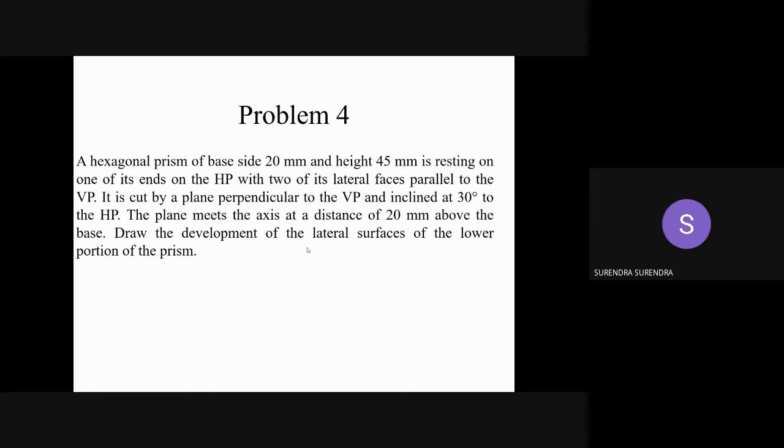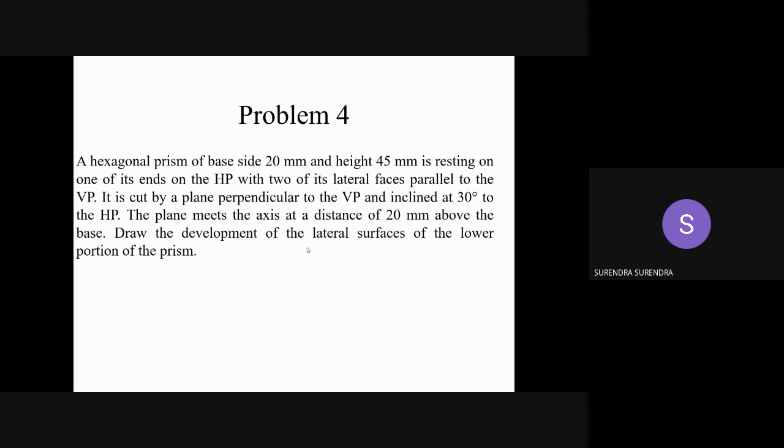So now move on to the next problem. Hexagonal prism of base side 20 mm and height 40 mm is resting on one of its ends on HP with two of its lateral faces parallel to VP. So here the variation, previous problem, one of the rectangular faces parallel to VP. Here, two of the lateral faces parallel to VP. It is cut by a plane perpendicular to VP and inclined at 30 degrees to the HP. The plane meets the axis at a distance of 20 mm above the base.